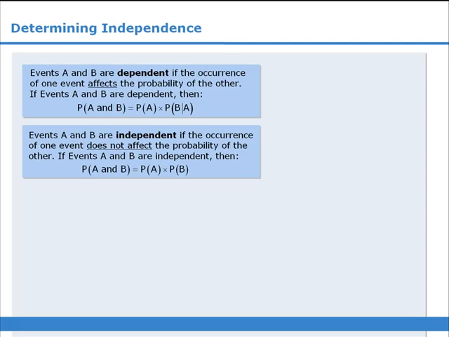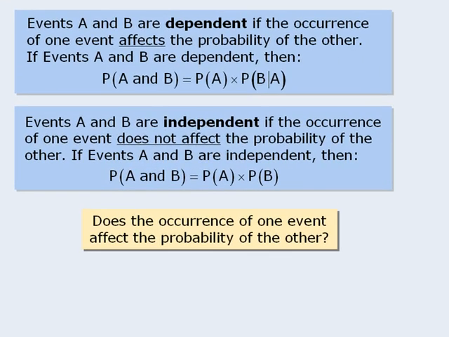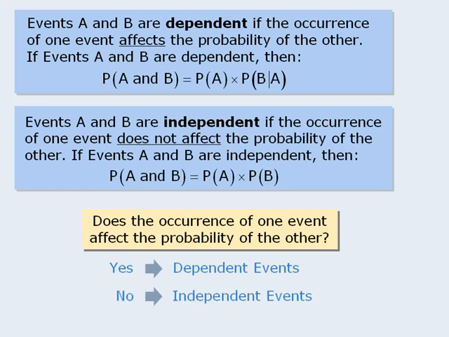In a previous lesson, we learned that two events can be dependent or independent. In this lesson, we will practice determining whether two events are dependent or independent. To do this, we will ask the question, does the occurrence of one event affect the probability of the other event? If the answer to this question is yes, then the two events are dependent. If the answer to this question is no, then the two events are independent.